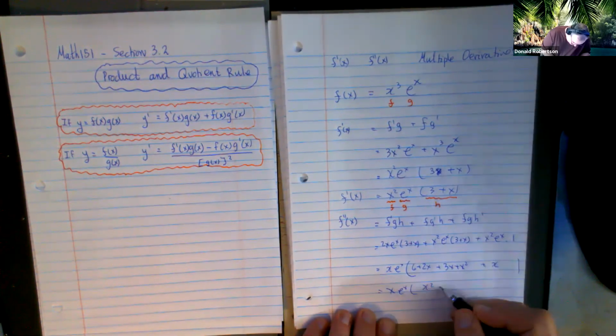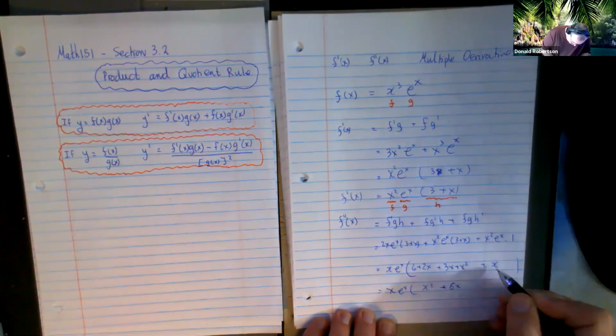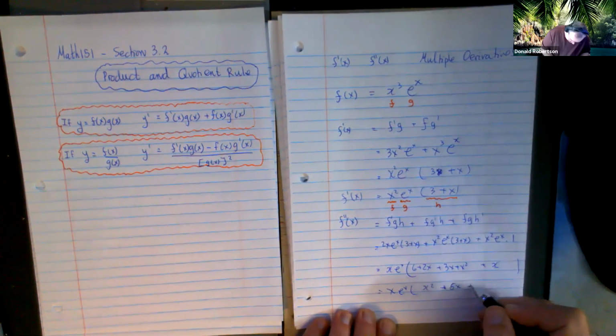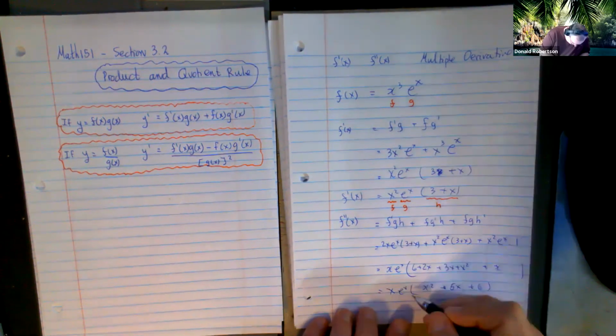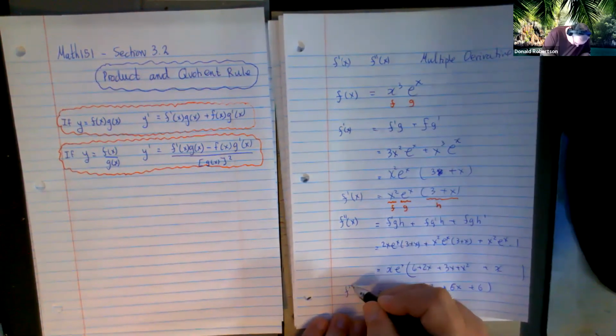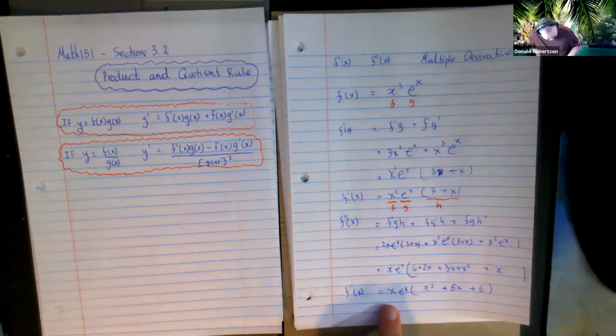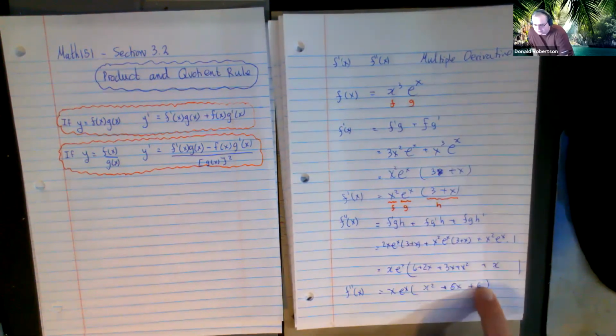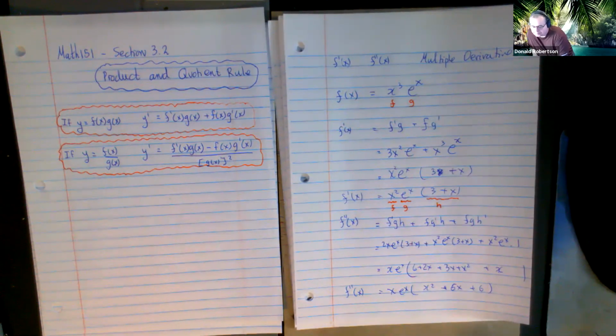You have that, which means that we now have an x squared, a 6x, almost missed one there, and a 6. And that's the second derivative. And I'm having a quick scan. No, that quadratic does not factor, so we are finished.